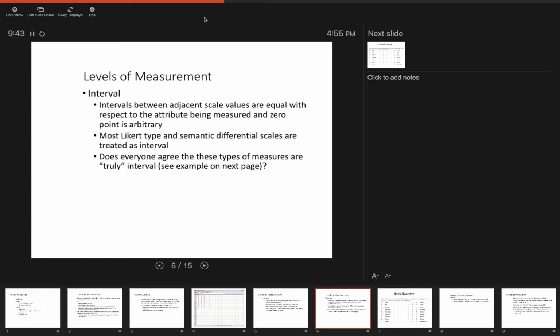So most frequently, if you pick up an undergraduate stats book or undergraduate methods book, it's going to talk about interval level measure, and it's going to say something about temperature in Fahrenheit or Celsius, because that's really the example that gets used most frequently.